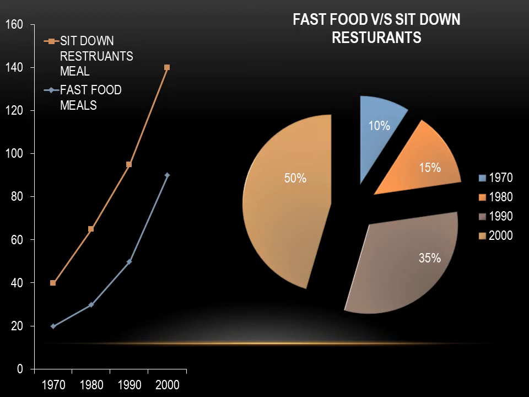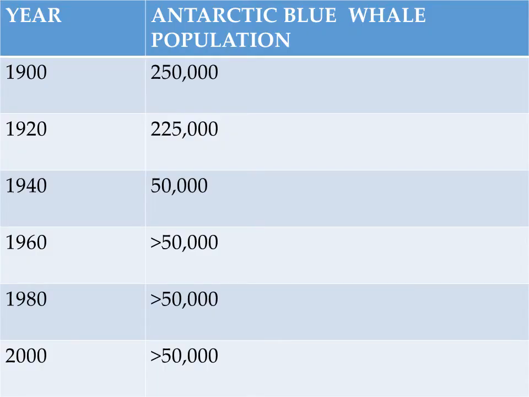If this pattern continues, eventually the number of meals that families eat at fast food restaurants could double the number of meals they eat at sit down restaurants. I hope you are able to understand through this example also. For better understanding, now let's study another example also.